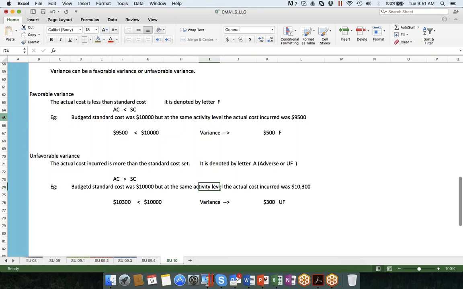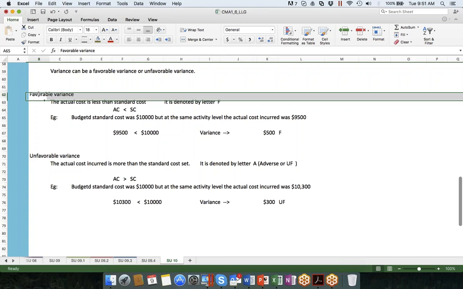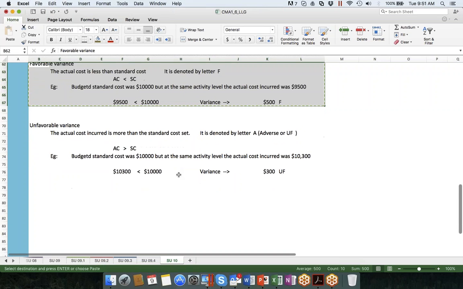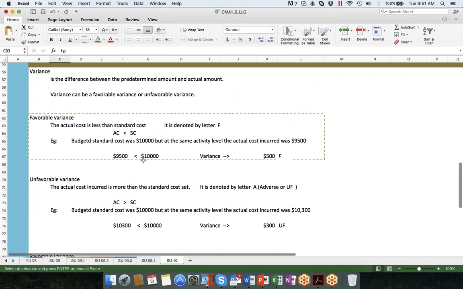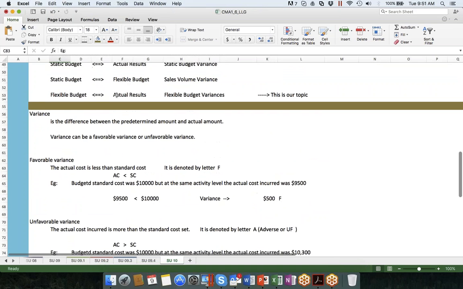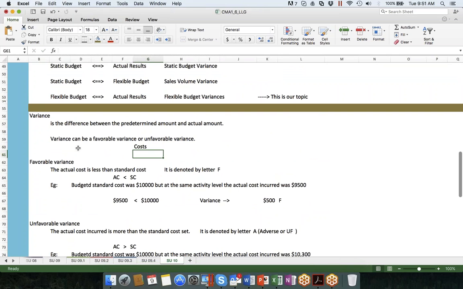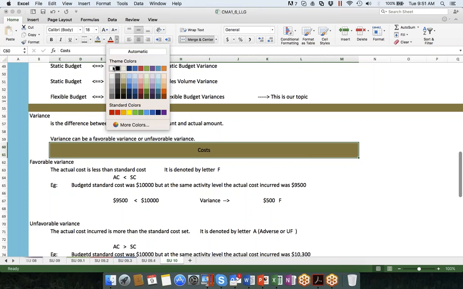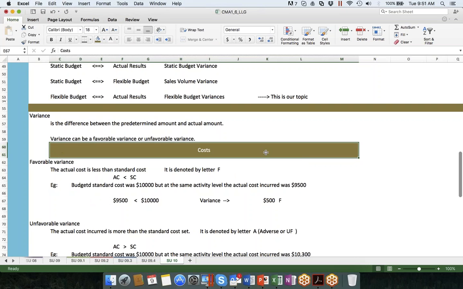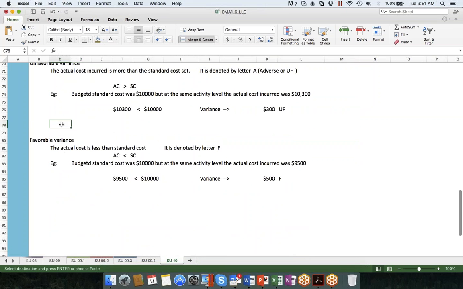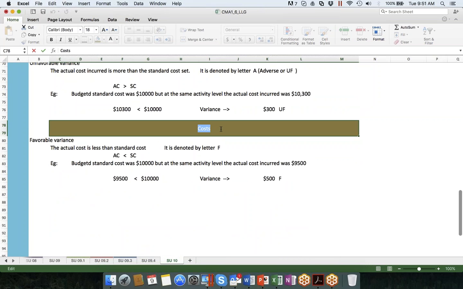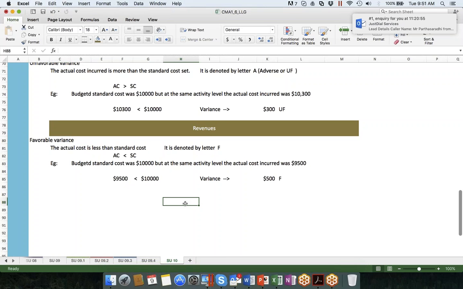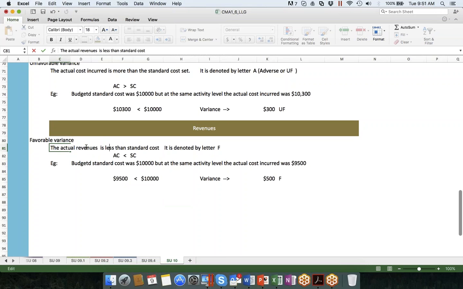Favorable variance for revenues. These are all for costs. Likewise, if it is a revenue, then the scenario is different. This is for revenues. For revenues, the favorable variance is when the actual revenue is greater than, higher than, the standard revenue.